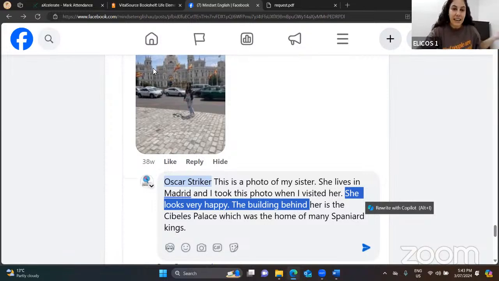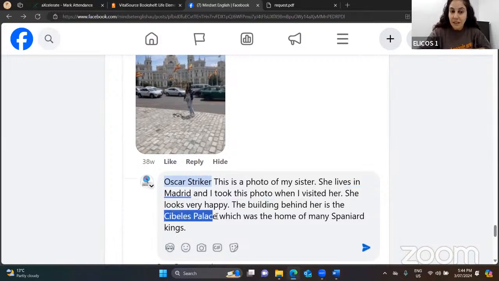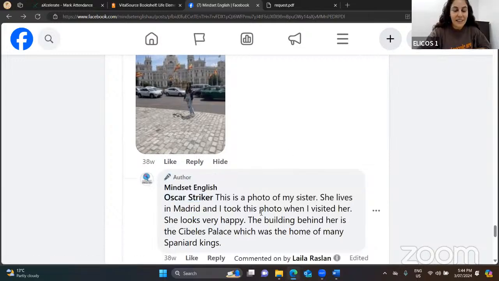and she is standing in front of a famous building, a palace, okay, which was the home of many Spaniard kings. So many kings used to live there. Okay, so that's much better.